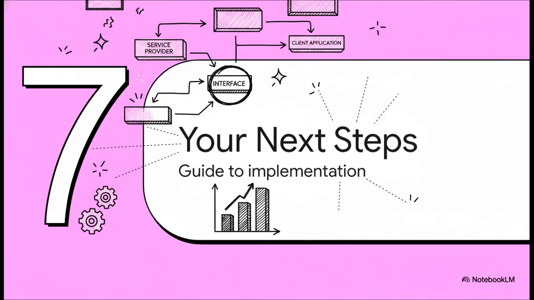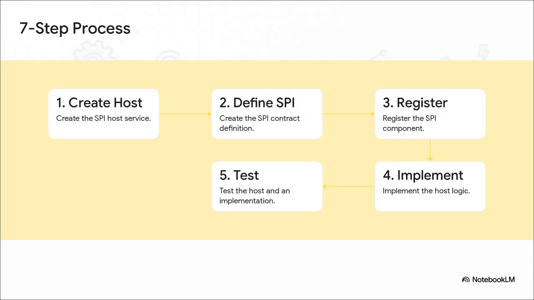All right, so let's say you've done it. You've found the perfect use case in your project, and you're ready to build your first SPI. What's next? Let's walk through a high-level guide to get you up and running. Okay, so here's the 7-step game plan. First up, create your SPI host. Then, you write the SPI definition. That's your all-important contract. Step 3, register that component. 4, you actually implement the host side. 5, you test that host like crazy. Step 6 is fun. You write a sample implementation, kind of playing the role of a provider to make sure your design holds up. And last but not least, step 7, you test the whole shebang end-to-end in production.